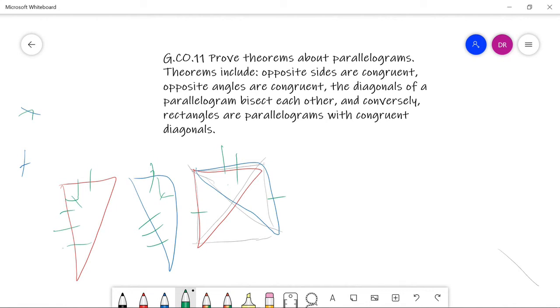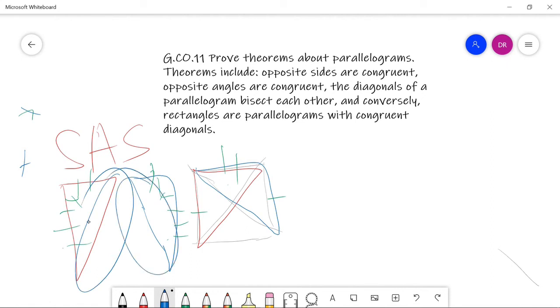And I would say that these two triangles are congruent because of side angle side. This corresponds with this, sorry. So now we know that they are both congruent using side angle side. Now we can say that this segment is congruent to this segment because of CPCTC, corresponding parts of congruent triangles are congruent. And if you can see here, these are the diagonals, and we just proved that they're congruent.